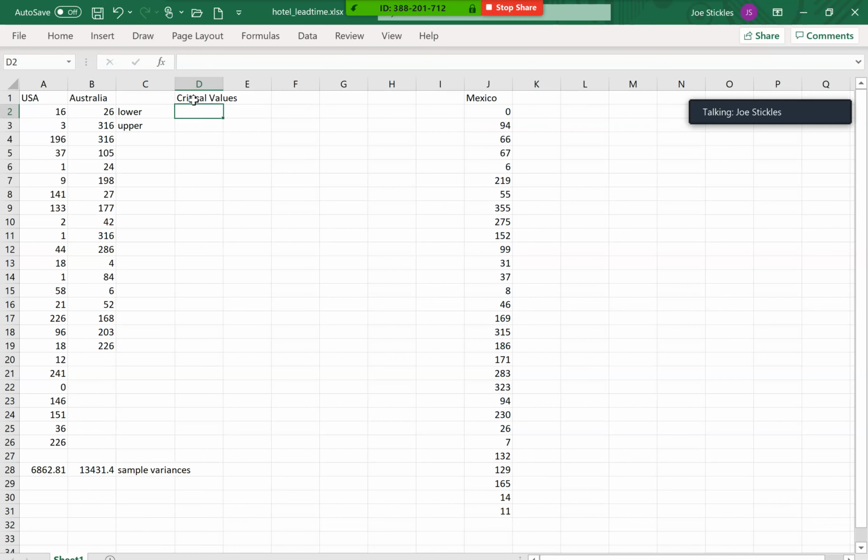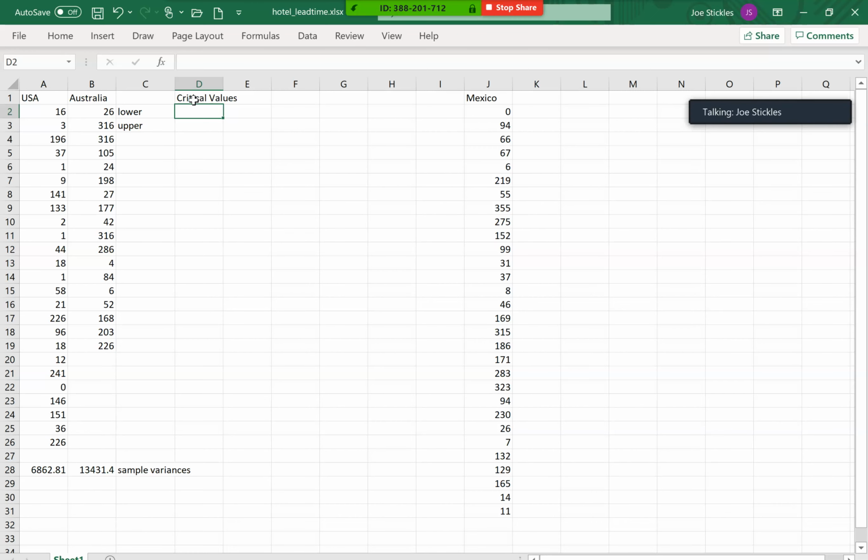Remember that the F distribution is not symmetric across the y-axis, just like the chi-squared is not symmetric across the y-axis. So if you want to do a two-tailed test, you actually have to find two critical values, one for the lower tail and one for the upper tail, to be able to conduct your hypothesis test.